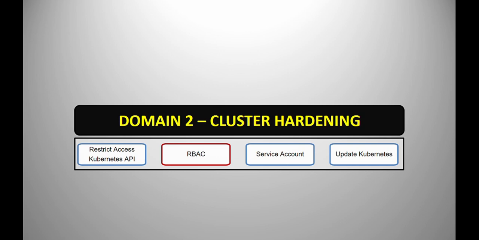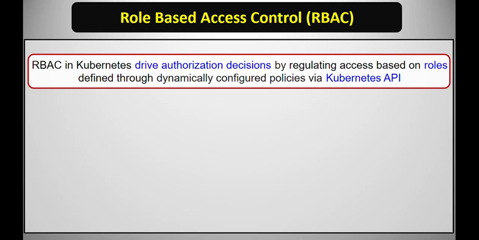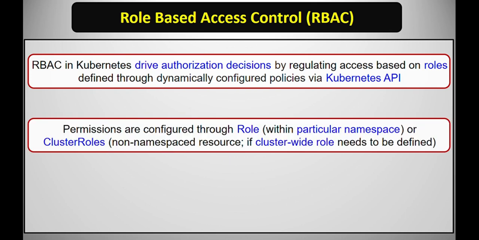In today's video, we will cover role-based access control, which is a method of regulating access to a computer or network resource based on the roles of the individual users within an organization. Role-based access control in Kubernetes drives authorization decisions by regulating access based on the roles defined through dynamically configured policies via the Kubernetes API. Permissions are configured through a role, which is applied to a particular namespace, or a cluster role, which is a non-namespaced resource used when a cluster-wide role needs to be defined.